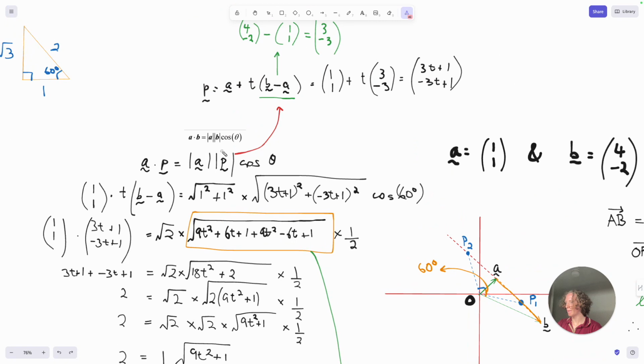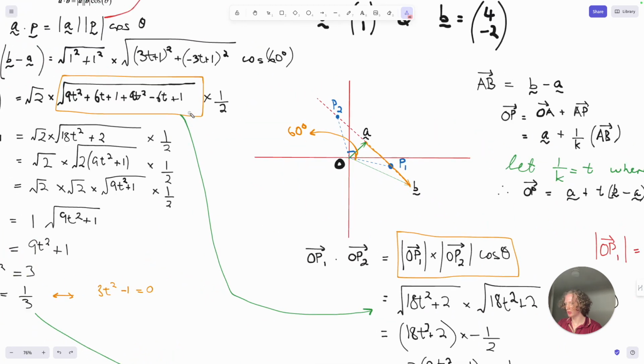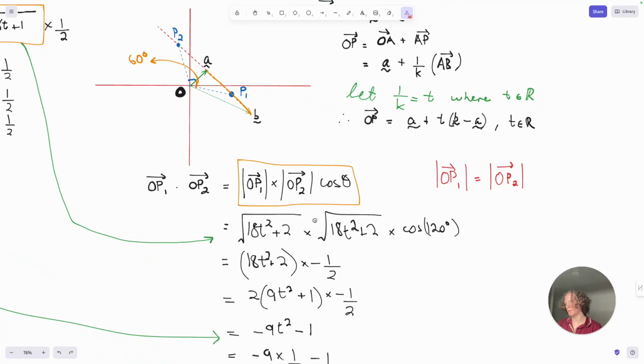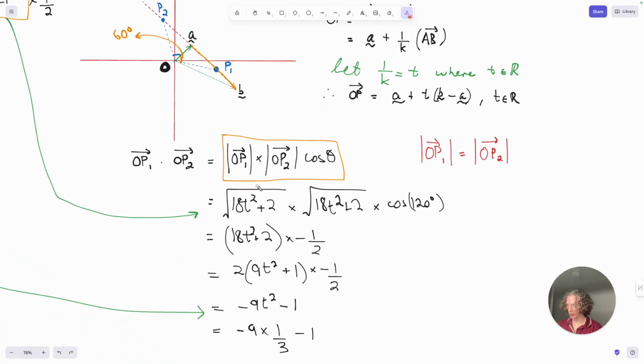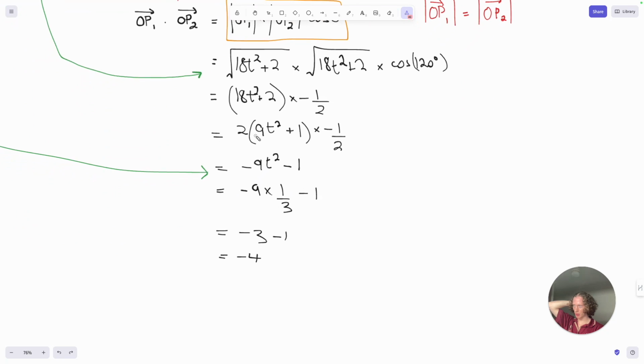And remembering from up here, this magnitude of P is the magnitude of OP1. So we can just take this magnitude and multiply by itself. And when we multiply these two together, we get rid of the square roots, which just gives us what we started with. Cos of 120 is negative cos of 60, so it's negative a half. We then do what we did before, take a 2 outside, cancel them, so we have negative of all of this. I've just multiplied through, so there's a negative here and a negative here now.